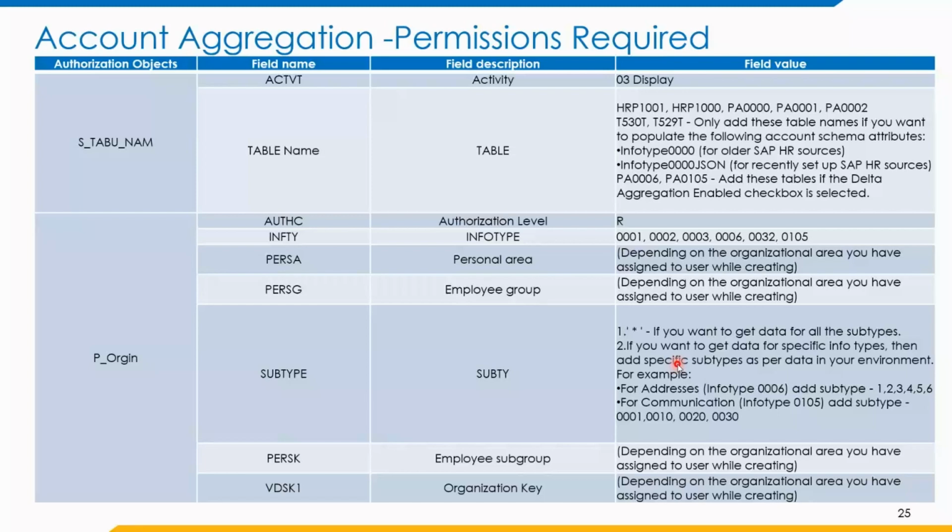Similarly, for the communication as well. For example, if we have a contact number, we can differentiate it into two types, like personal contact number and office contact number. Similarly, for work email and a personal email. So these can be specified in the P_ORIGIN authorization object.